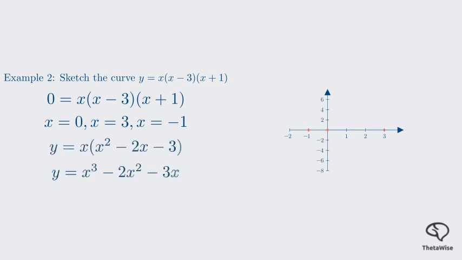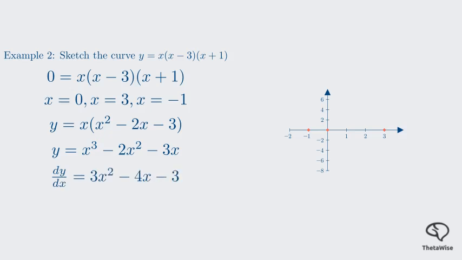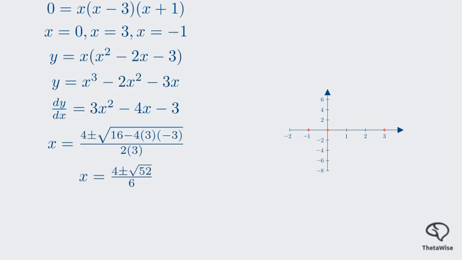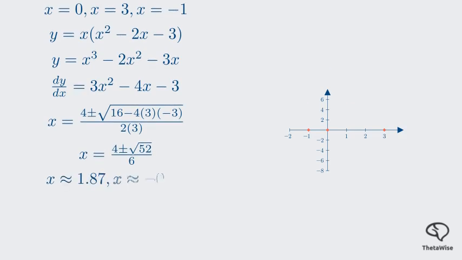Next, to find where the turns happen, we need to differentiate. It is much easier to expand the brackets first. Now, we differentiate to find the stationary points. We set this to 0. Since this doesn't factorize easily, we can use the quadratic formula. This simplifies to 4 plus or minus the square root of 52, all divided by 6. This gives x approximately equal to 1.87 and negative 0.54.